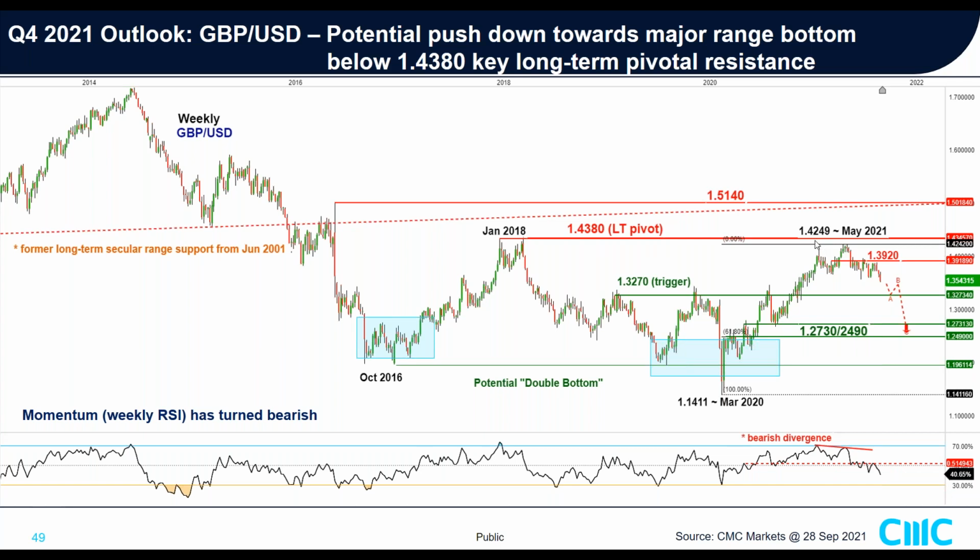As long as this level is not surpassed to the upside, 1.4380, a break below 1.3270, because this level here is pretty key as well, a previously resistant break now turning to support. If this level is taken to the downside, we could see it float down towards the bottom of the range, which is at 1.2730 slash 1.2490. That's equivalent to 61.8% of the previous up move from March 2020 to the May 2021 high, close to about 8 or 9 months of uptrend. There's a confluence at this level as well. So that's for the sterling dollar.